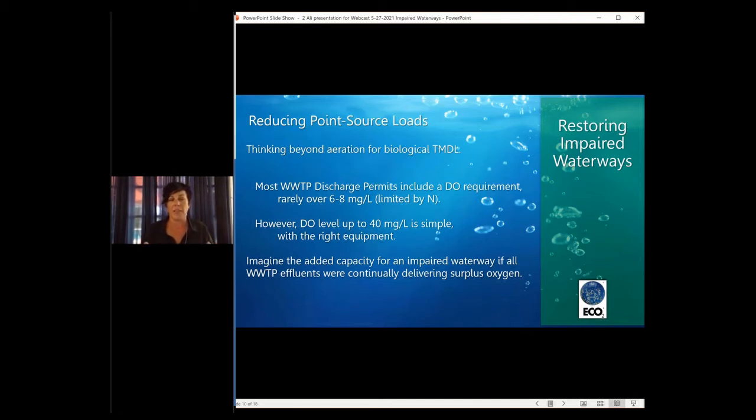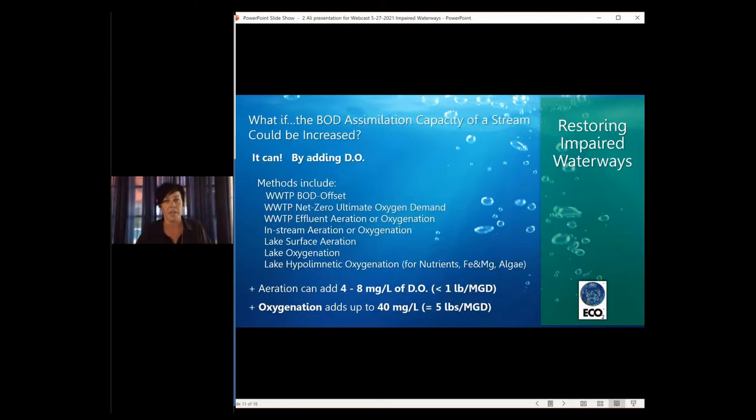So just for a moment, step back and think what the added capacity for an impaired waterway would be if one or more or all wastewater treatment plant effluents were continually delivering surplus dissolved oxygen to that impaired waterway. What would that be like? If you could increase that BOD assimilation capacity of a stream, what would that do for your local economy and for the local water quality? Several people are doing this currently. This isn't a new idea.